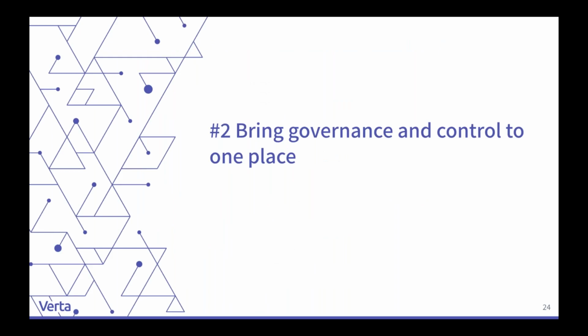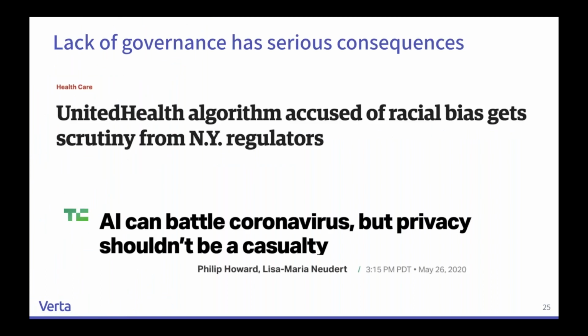The next one has to do with an area that's becoming extremely crucial as AI and ML are being more widely used. That is to bring governance and controls to one central place. These headlines are not new. All of us have seen them before. The lack of governance has serious consequences for models, whether it's biased models, biased data sets, or data sets that have been trained with a certain section of the population not even included. It leads to both reputational damage, personal damage for users of your system, and of course, revenue loss.